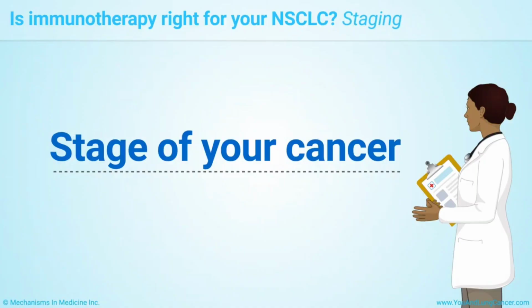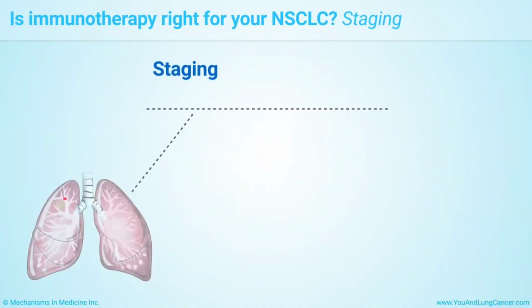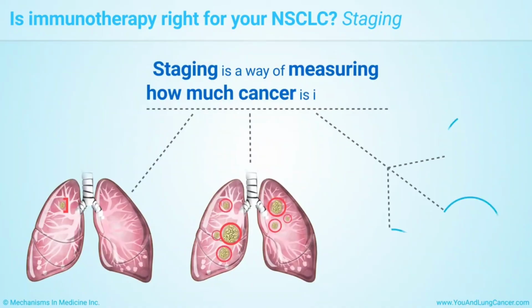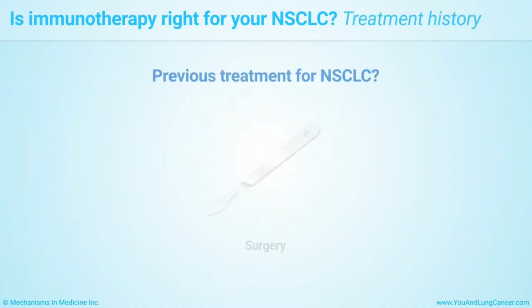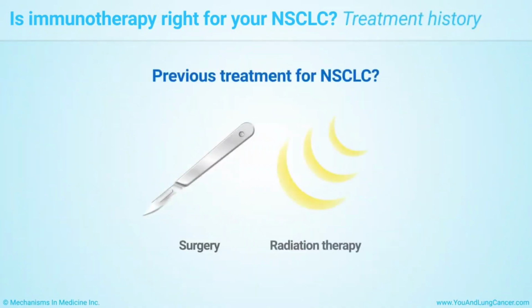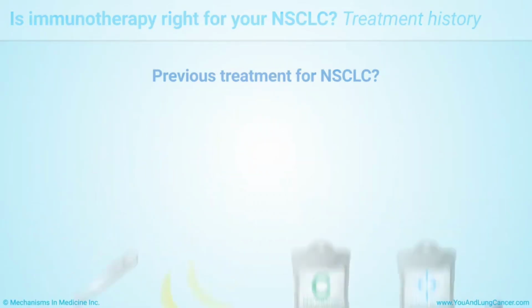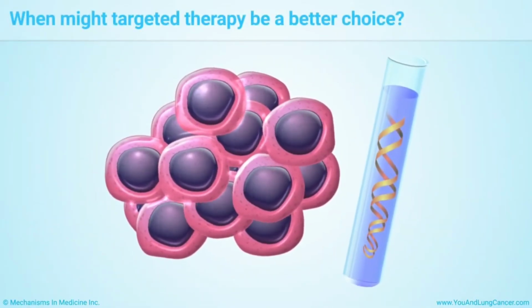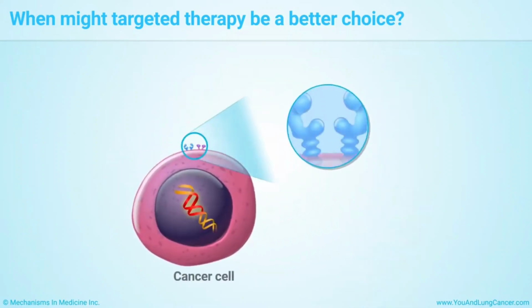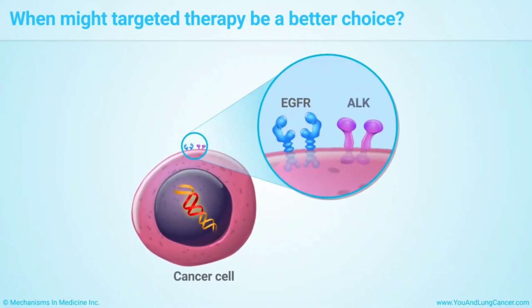Your doctor will also consider other factors, such as the stage of your cancer. This is a way of measuring how much cancer is in your body. And whether you've been treated for non-small cell lung cancer before and what kind of treatment you received. Your doctor will check to see if your tumor has certain genetic changes, such as changes in proteins called EGFR or ALK.